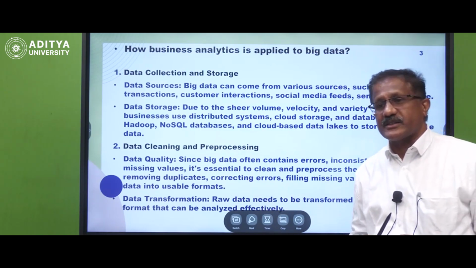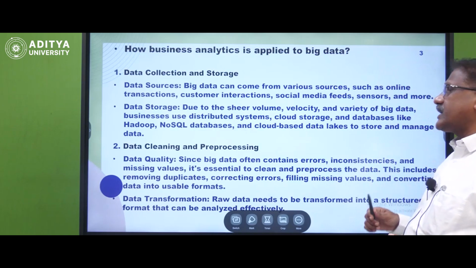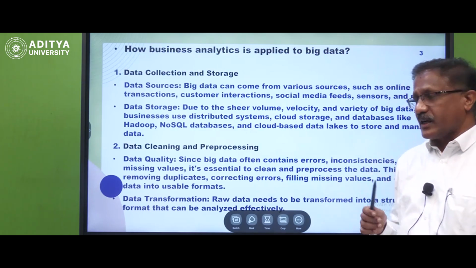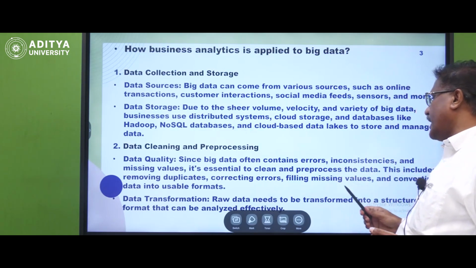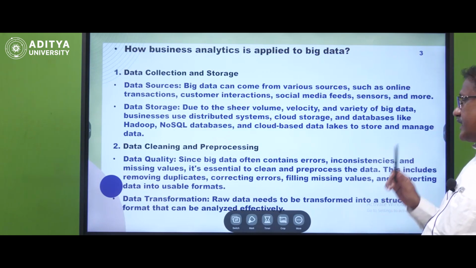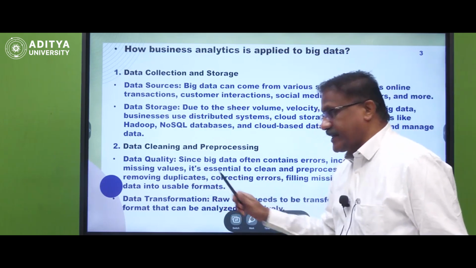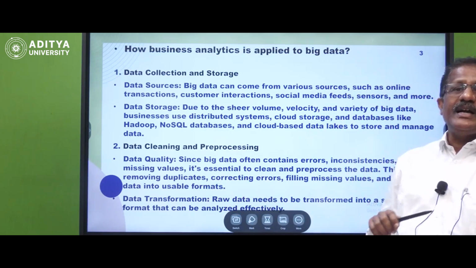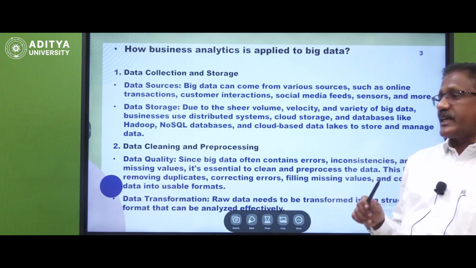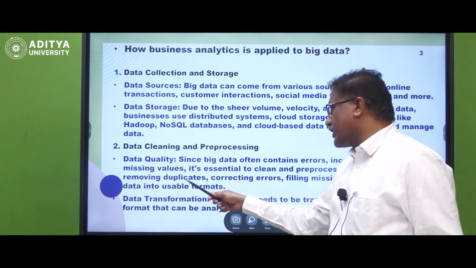How do we clean and pre-process data? We will see one by one. There are different techniques. Algorithms are used to clean unwanted or error data. We have to clean and pre-process the data. This includes removing duplicate data. The same data can be repeated multiple times in the databases, and we have to remove it.